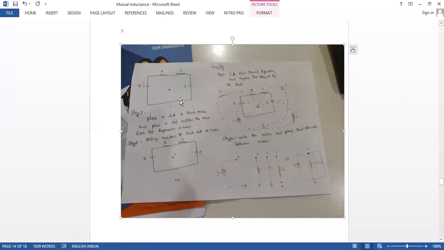Sir, repeat step 2, sir. Step 2: give numbers to dots. The dot which is present inside the circuit is 1. I have written 1 here. And the dot which is present outside the circuit is 0. So you can see 1 and 0 here. I have done 1 and 0 here. Is it okay now?